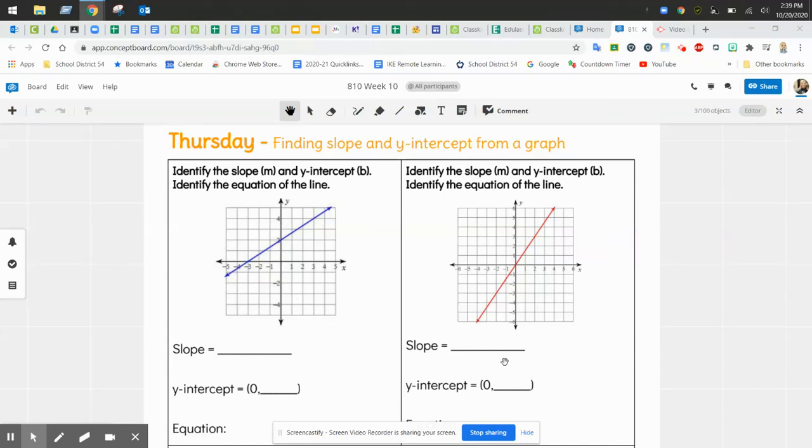Happy Thursday, 8th graders. So moving on with Module 4, today we are finding slope and the y-intercept from a graph. So we're given graphs here, and you guys have already found slope before by counting rise over run. So we're going to start by doing that.